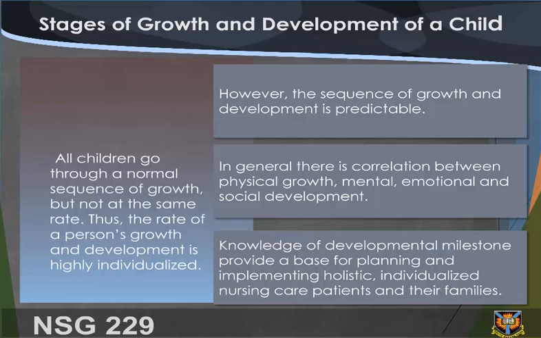All children go through a normal sequence of growth, but not at the same rate. Thus, the rate of a person's growth and development is highly individualized. However, the sequence of growth and development is predictable. In general, there is correlation between physical growth, mental, emotional, and social development. Knowledge of developmental milestones provides a base for planning and implementing holistic, individualized nursing care for patients and their families.